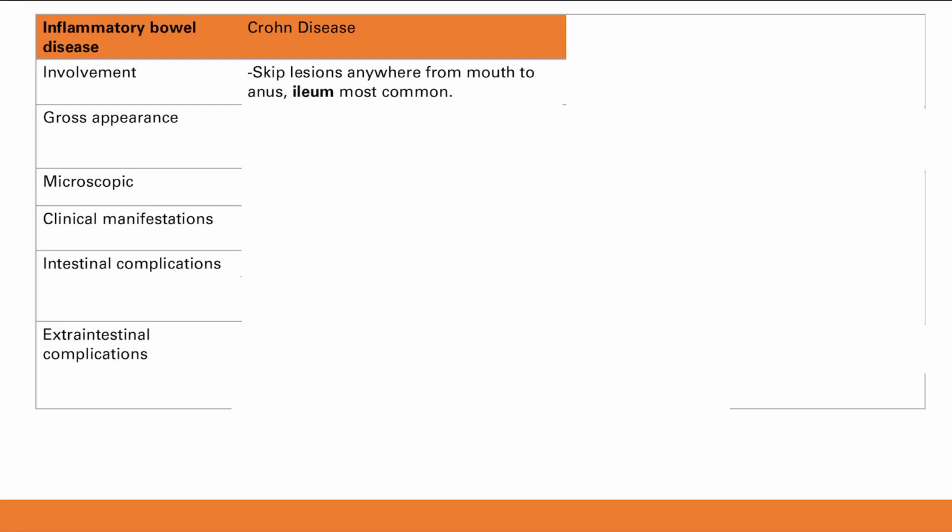The involvement here is that this can involve anywhere along the GI tract, from the mouth all the way to the anus. And what it is, is skip lesions, so it's just parts of it, various lesions all along the tract. The ileum in the small intestine is the most commonly involved. And often the rectum is not involved, so there's rectal sparing.